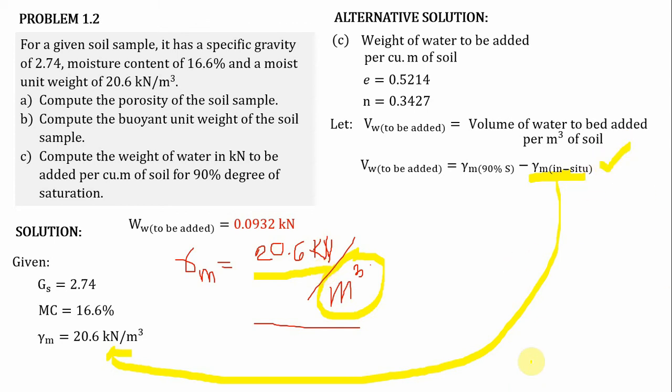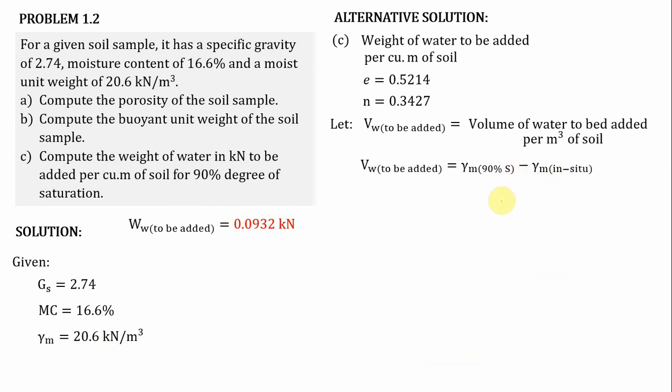Okay, so ang gawin natin is kunin muna natin yung moist unit weight at 90% degree of saturation niya. 'Di ba yung degree of saturation dito is 87.23%. The degree of saturation ng moist soil sa 20.6 kilonewton per cubic meter, that is equivalent to 87.23% degree of saturation. So, ang next lang natin gawin is to solve the moist unit weight at 90% degree of saturation.